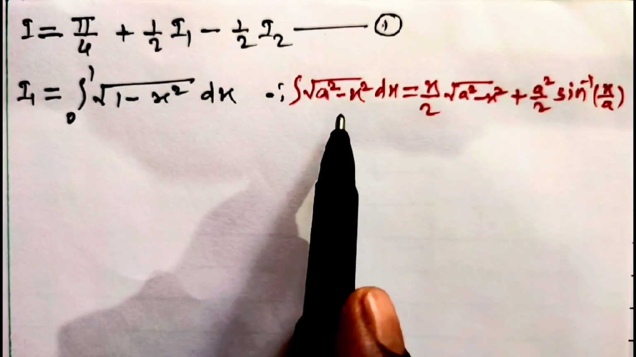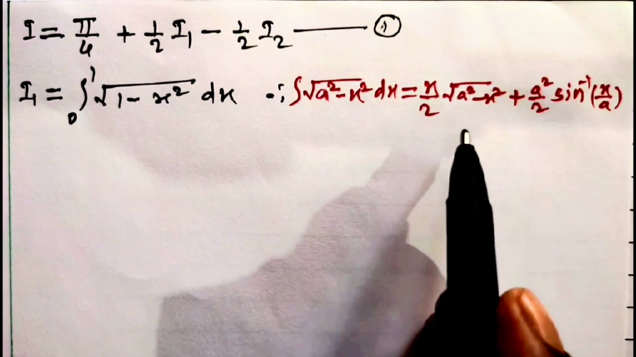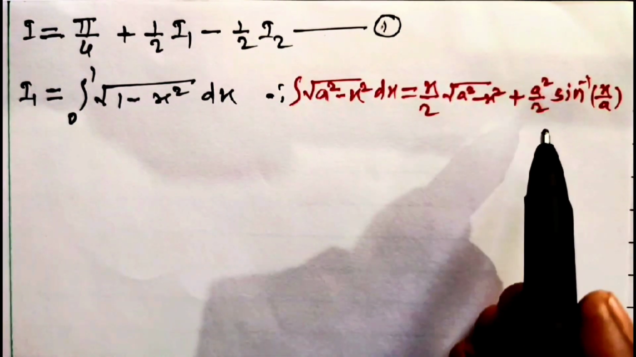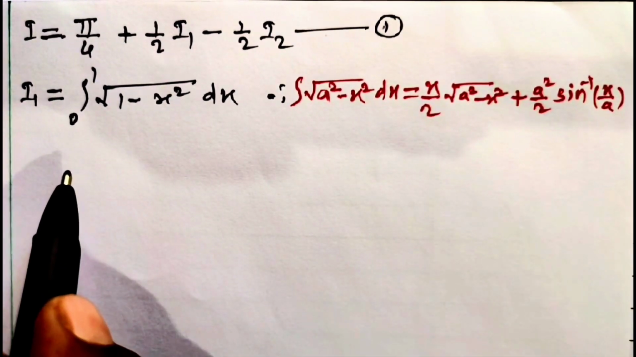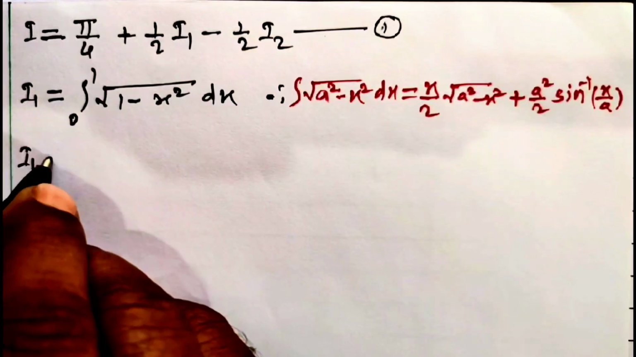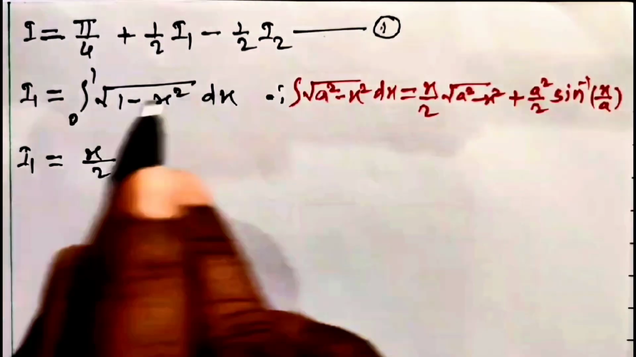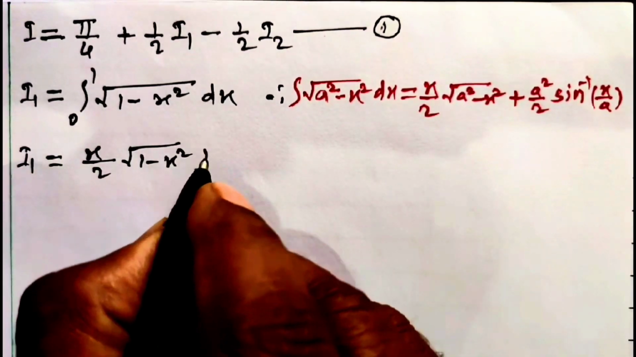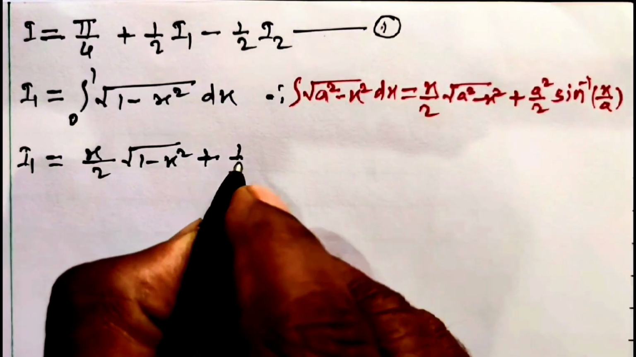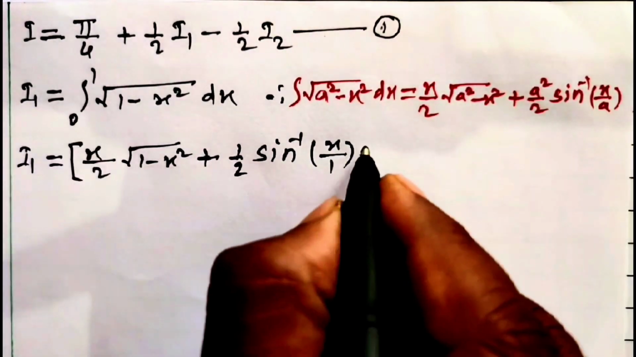Integral of square root of a square minus x square integral with respect to x is equal to x upon 2 square root of a square minus x square plus a square upon 2 sine inverse x upon a. So applying this formula, we can write I1 is equal to x upon 2. If we compare this square root of 1 minus x square with this, a is 1. Square root of 1 minus x square plus a is 1, so 1 upon 2 sine inverse x upon 1, and limits from 0 to 1.